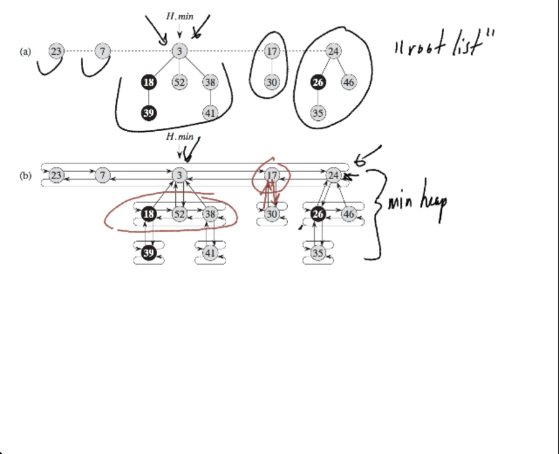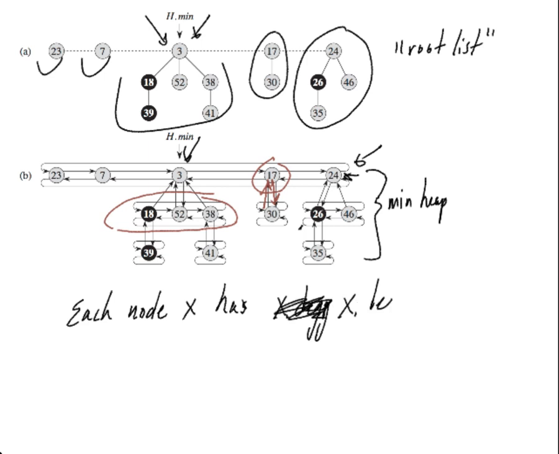A couple of other properties each node has. Each node x has a property x.degree, which is the number of children that a node has, and it has x.mark. That's the property of whether the node has lost a child since it last became the child of another node. And we're actually not going to get that deep into the analysis, but be aware that it's there.